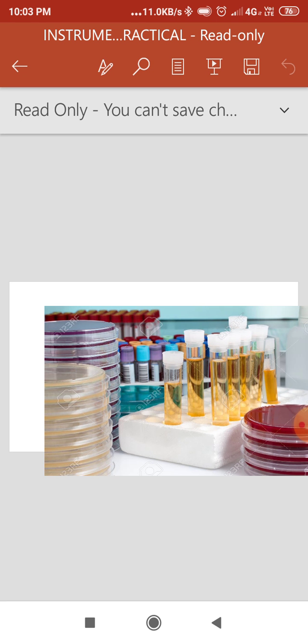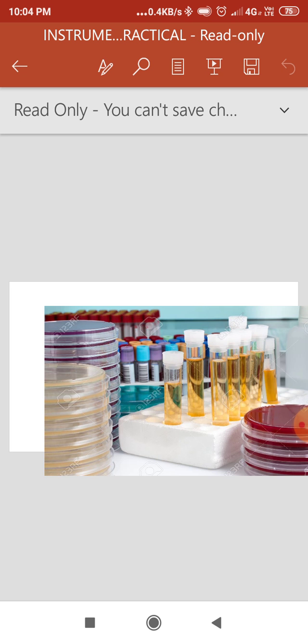So see here in this first slide, there are certain test tubes and petri plates present. These are equipments which are required in a microbiology lab. Before going towards our practical, I will explain what safety rules you have to follow in our lab.